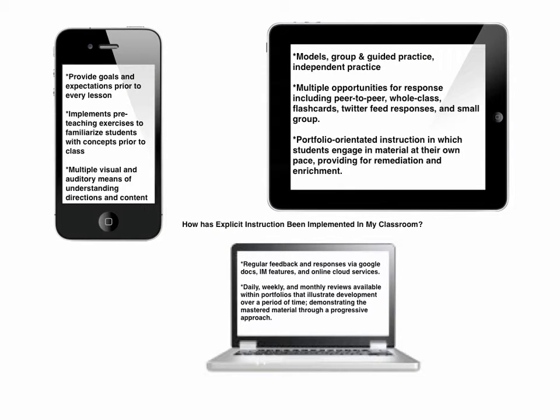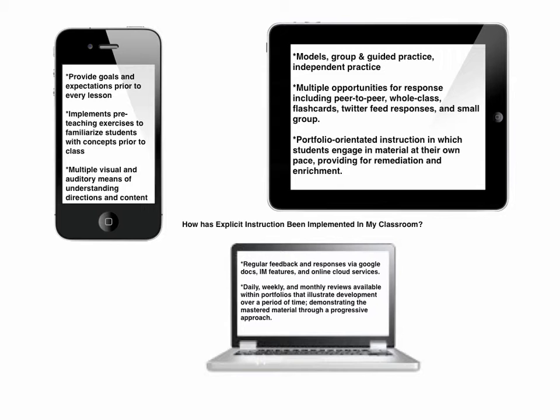Now, how is it that I've gone about implementing explicit instruction in my classroom in the past? The reality is, explicit instruction, for me at least, is something rather new, but a lot of the tenets or strategies utilized in explicit instruction are things that we already know to be pedagogical best practices.